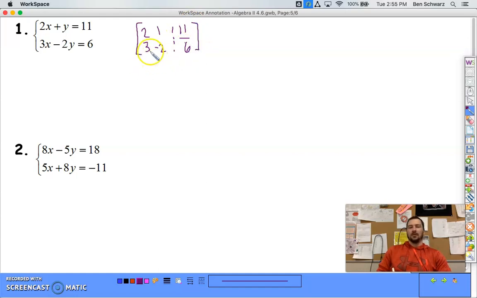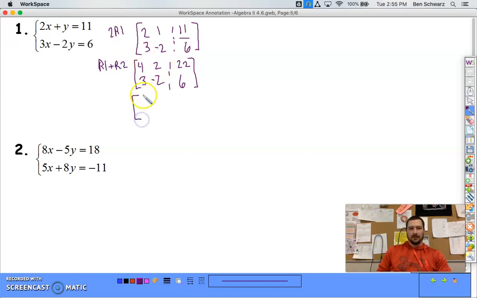Okay, so again, you want the zeros first. Right now, nothing matches, but I see in this one, I just have to multiply it by 2, and then I'll be able to cancel these out right away. So I'm going to do 2 times row 1. So that's going to give me 4, 2, 22. Okay, now I want to get a 0 up here, so I'm going to take row 1 and add row 2.